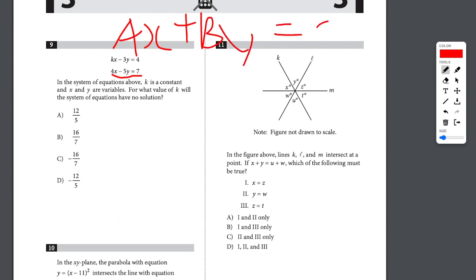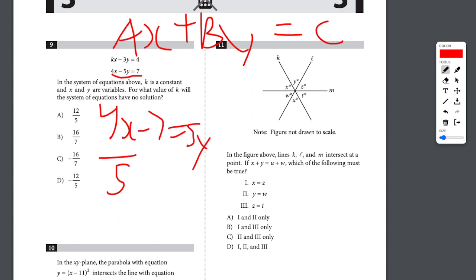Ax plus by equals c, where c is just a constant number. Anyway, so let's find the slope. So we can say that 4x minus 7 equals 5y. Just a little bit of rearranging. And then all we need is a slope. I really don't care what comes after that.